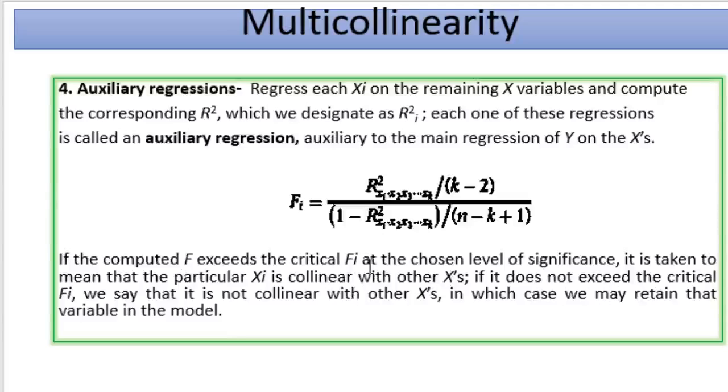If the computed F exceeds the critical F, then there is collinearity. If it does not exceed the critical F, then it is not collinear. Auxiliary regression means regress x1 on the remaining x variables, x2 and x3, and compute the R square value. Then compare it with the F table.